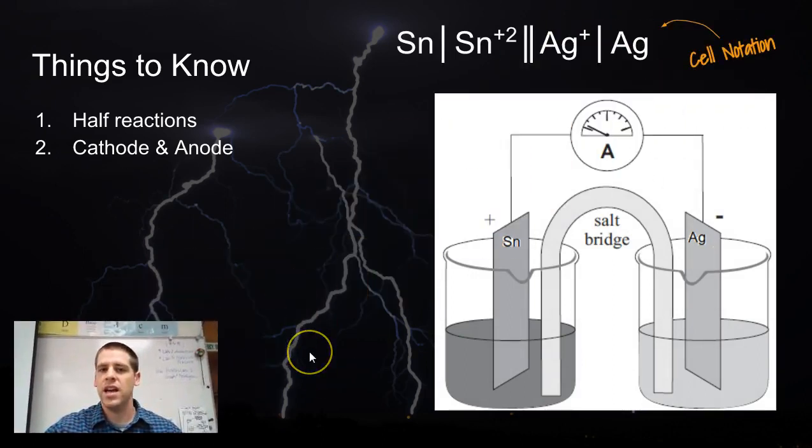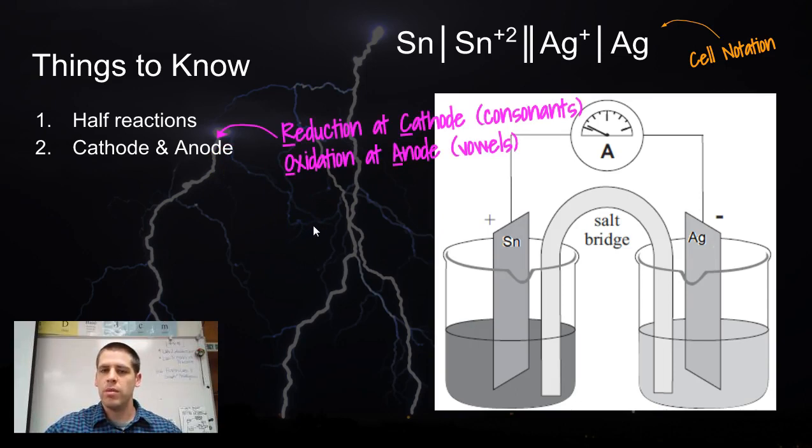Let's look at the tin and silver galvanic cell. In order to figure out what's the cathode and what's the anode, we need to figure out what's being oxidized and what's being reduced. The easiest way to remember this is that reduction is always going to happen at the cathode. They both start with a consonant. And oxidation is always going to happen at the anode.